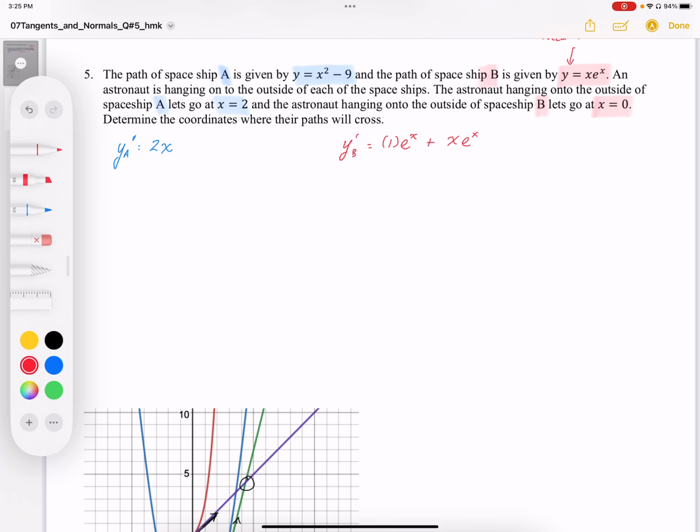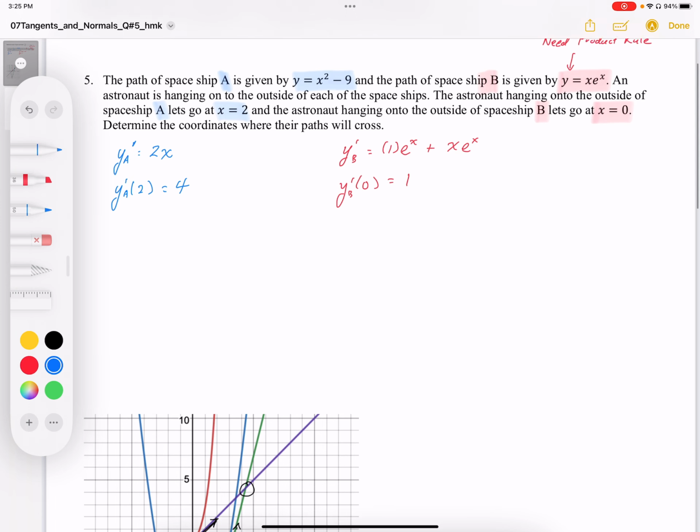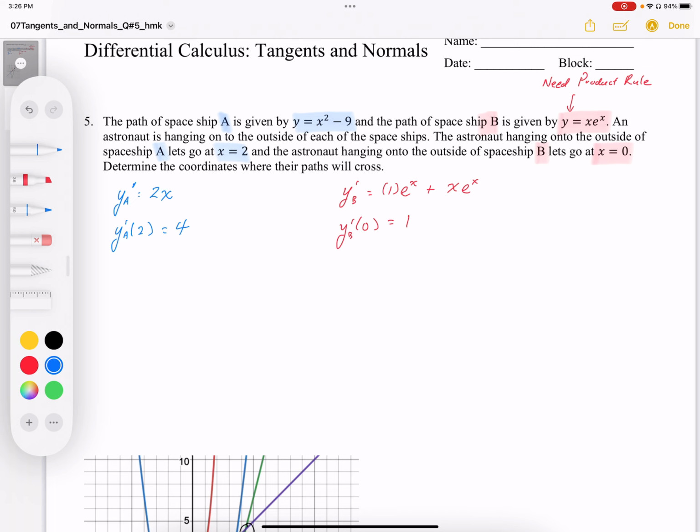And then using these two functions, we can calculate the y prime of A when it lets go at x equals 2. So the slope is 4. And for spaceship B, we're going to find the y prime at 0. And that's going to end up being e to the 0 plus 0, or just 1. So once we have that, we need the y coordinates to be able to write the equation of a line. So the y coordinate at x equals 2, when I plug it into the equation, is -5. So the coordinate is at 2 and -5.